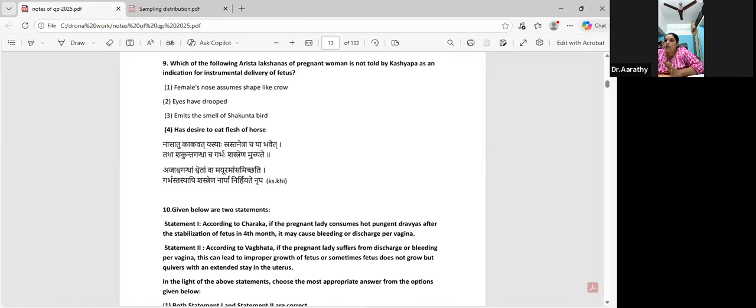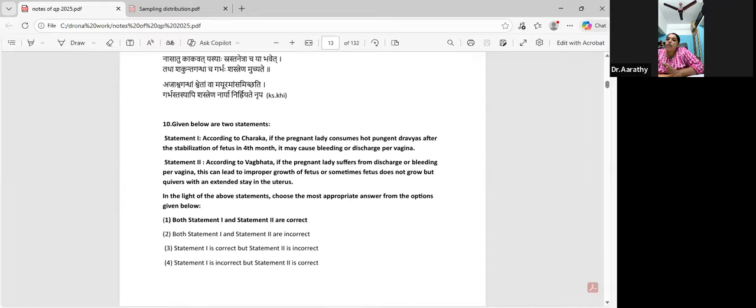Okay, so note these down. Then, given below are two statements. Next question. Statement 1, according to Charaka, if the pregnant lady consumes hot, pungent dravyas after the stabilization of fetus in the 4th month, it may cause bleeding or discharge per vagina. Can you identify the context? It is Upavishtaka, Nagodara, Garbha Vyapat, right? Upavishtaka Nagodara Lina Garbha context. So it is well said that according to Charaka, 4th month, which means Sanjata Sare, Ushna Tikshna Upayogam. What happens? You have Rakta Darshanam, Pushpa Darshanam, right? It is as such said in the shloka. So it is a direct statement, which is correct.